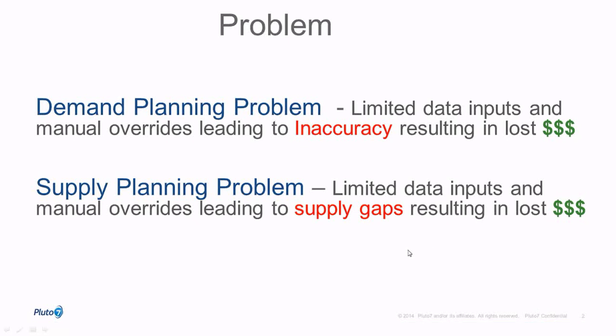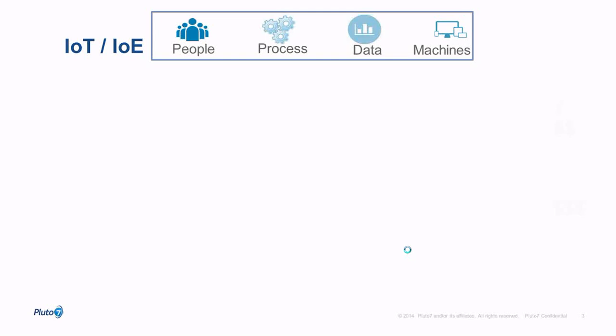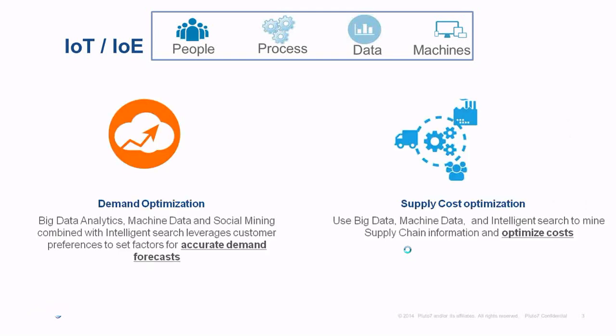So, when we looked at these common problems from the IoE and IoT lens, we looked at 4 dimensions, which is the people, process, data, and machine. And we looked at these 2 problems, the demand optimization and the supply cost optimization.